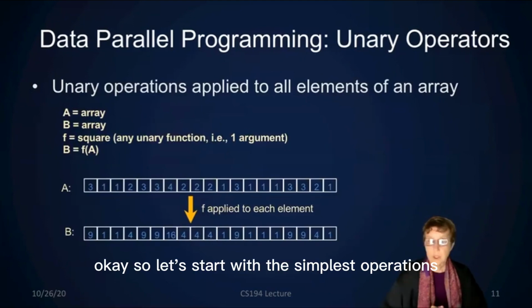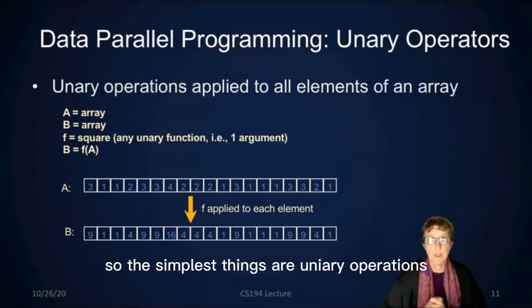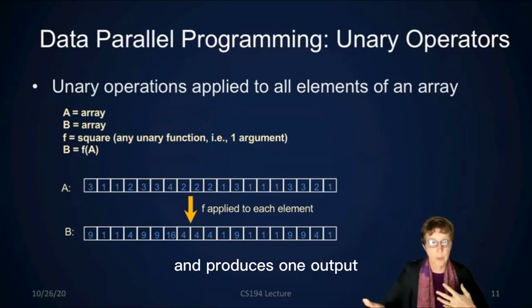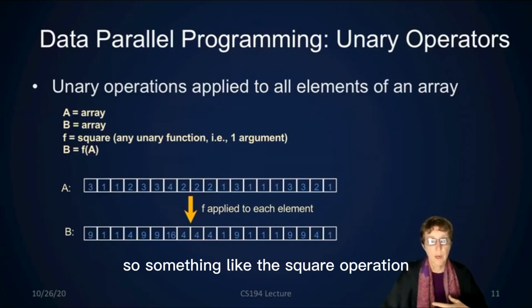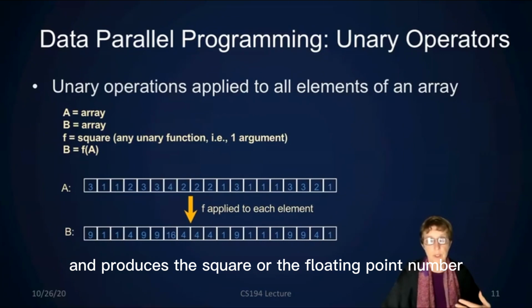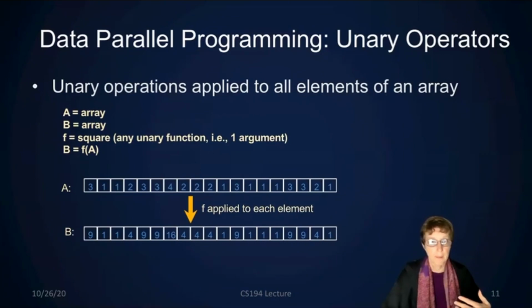Okay, so let's start with the simplest operations. The simplest things are unary operations. A unary operation takes one input and produces one output. Something like the square operation, which takes in, say, a floating point number and produces the square of the floating point number.